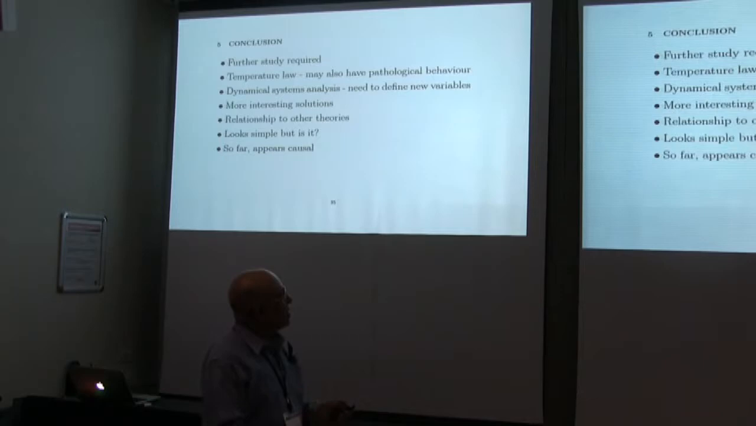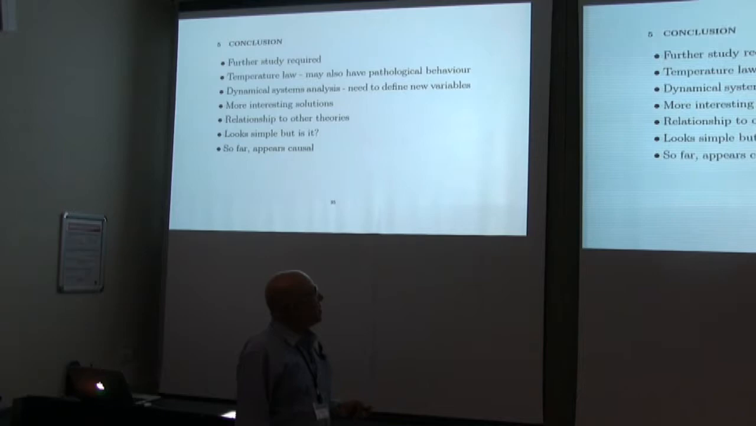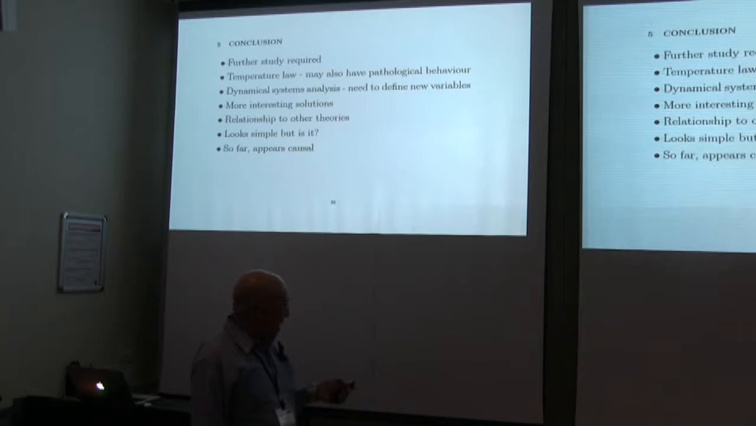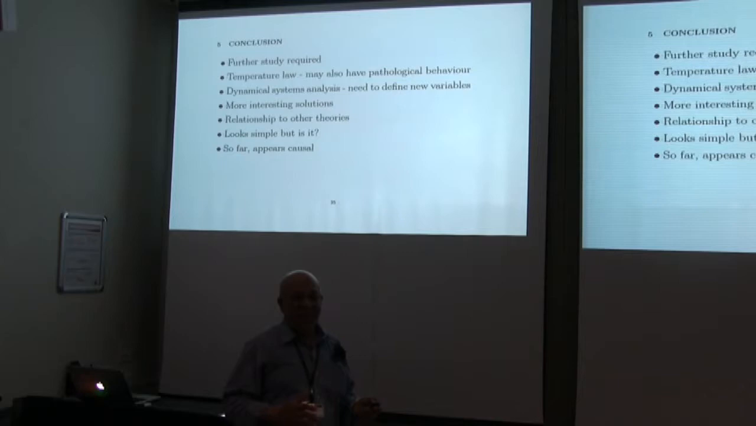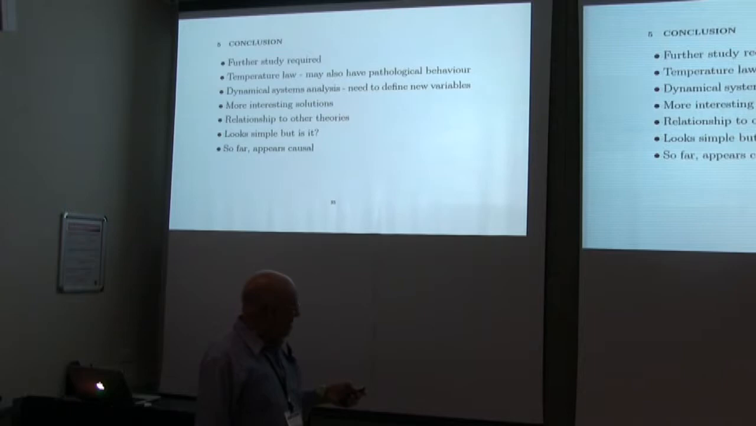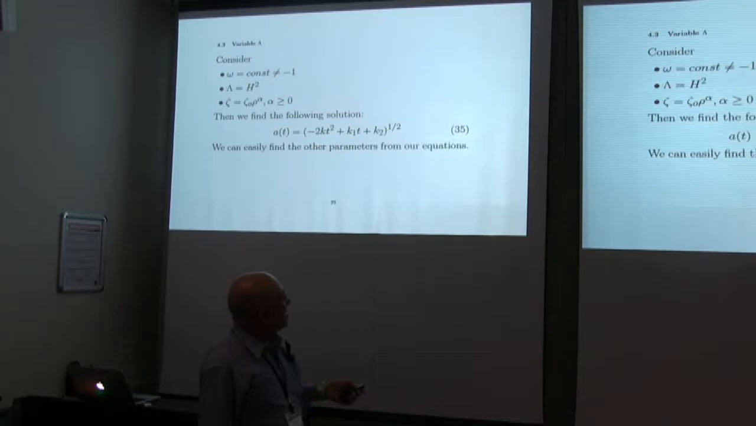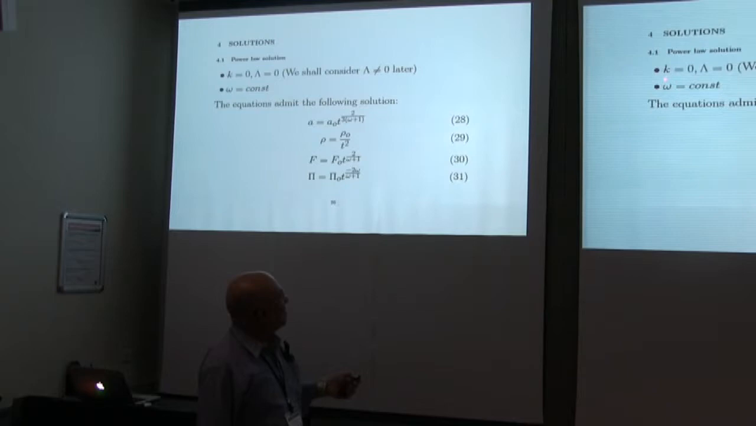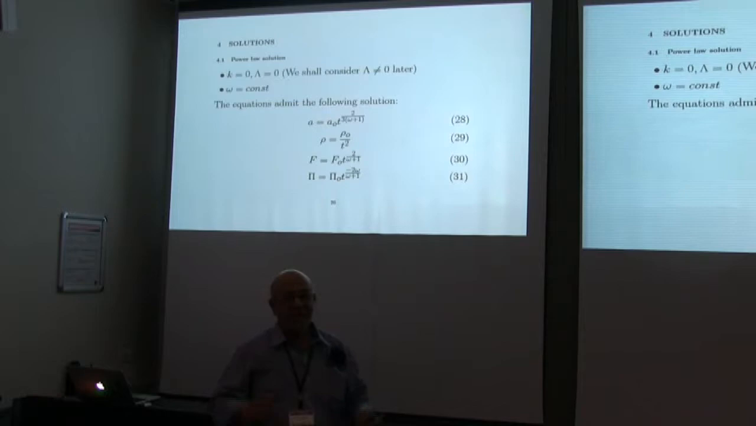And then, as I mentioned, if you're looking at a dynamical system analysis, we need to define new variables. And it would be nice to find more interesting solutions. Actually, you can find some solutions using Mathematica or Maple. But it turns out that the solutions are very complicated. In the very simplest case, if you just take k equal to 0, lambda equal to 0, and omega equal to a constant, the solution runs over 3 or 4 pages, and it's not very interesting. You can't do much with it. So that's why we were searching for these simple solutions.